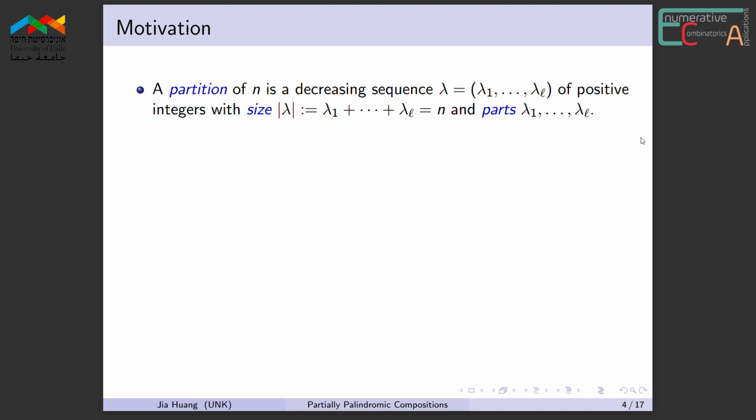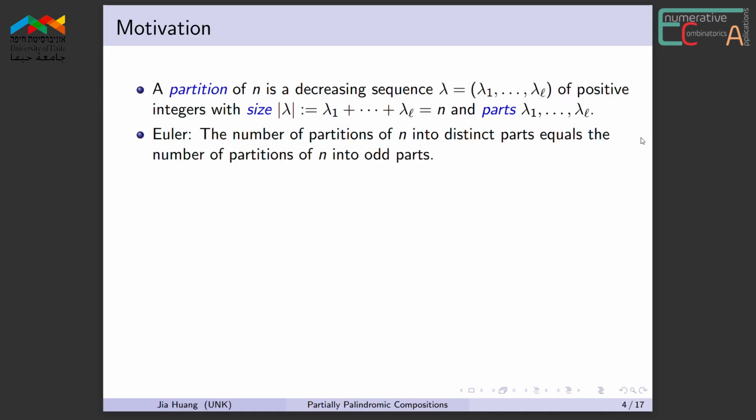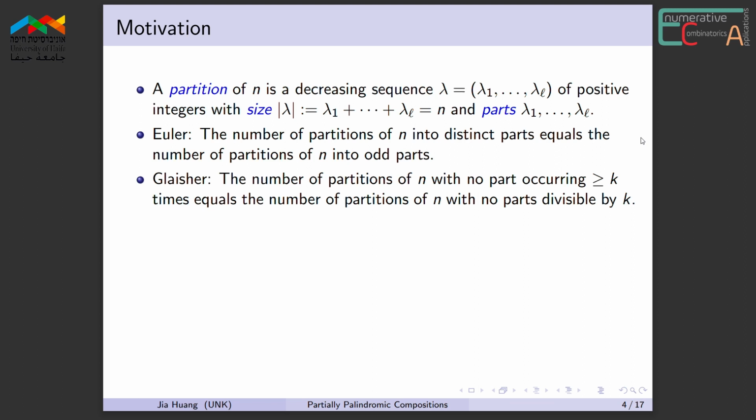A partition of n is just a decreasing sequence of positive integers with the parts adding up to n. This is similar to a composition, except the parts must be ordered decreasingly. Euler has a famous result that says the number of partitions of n into distinct parts equals the number of partitions of n into odd parts. Glaisher had a generalization of this result: the number of partitions of n with no part occurring at least k times equals the number of partitions of n with no parts divisible by k. If you take k to be 2, you can recover Euler's result.